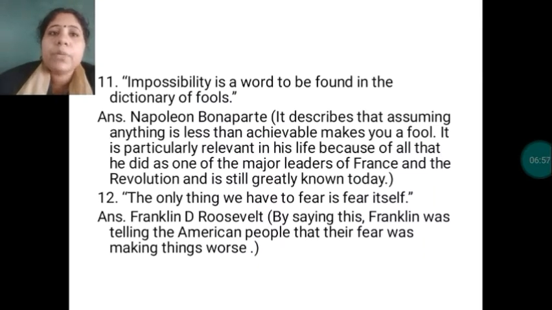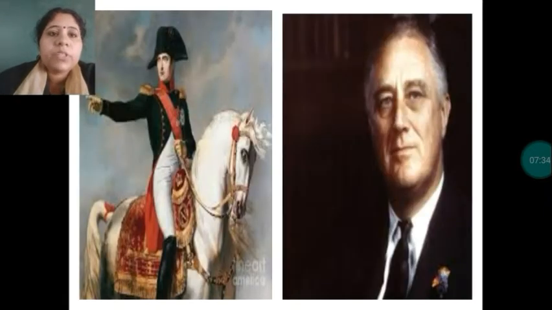Next, impossibility is a word to be found in the Dictionary of Fools. Answer, Napoleon Bonaparte. It describes that assuming anything is less than achievable makes you a fool. It is particularly relevant in his life because of all that he did as one of the major leaders. He was a major leader of France, understood, and he played a vital role in the French Revolution. So he gave this quote that nothing is impossible. Impossibility is a word that is found in the Dictionary of Fools, understood. So he is very greatly known today also.